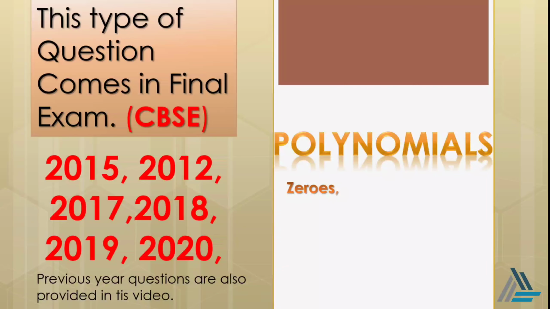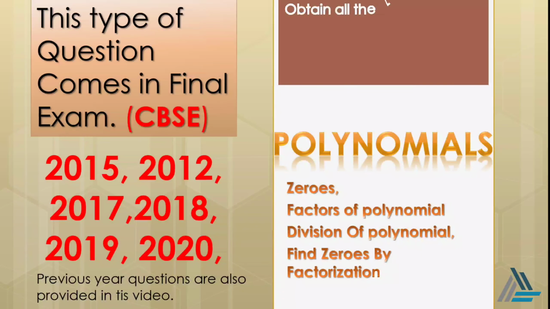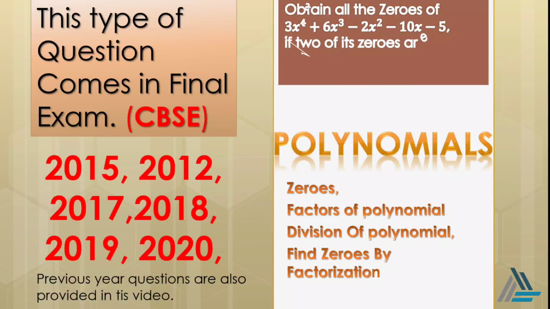To solve this question, you have to know what the zeros of a polynomial are, what the factors of a polynomial are, how to divide polynomials, and how to find the zeros by prime factorization. We also discuss all these points in this video. Here is the question: we have to obtain all the zeros of a polynomial, and the polynomial is 3x raised to power 4, 6x cube minus 2x square minus 10x minus 5. If two of its zeros are given, here one zero is given root 5/3 and the other is minus root 5/3, and we have to obtain the other zeros.